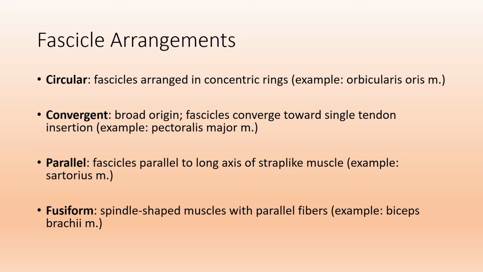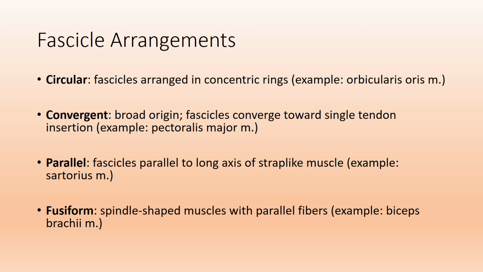As its name suggests, these fascicles are arranged in rings or in circles. We will see two muscles on the face that are found in a circular arrangement, one of them being the orbicularis oris muscle. Orbicularis means orbit, like circle. Oris means mouth. This muscle encircles the mouth. Next, we have convergent. So think about many fascicles converging or coming together for a single insertion. The best example is the pectoralis major muscle on the anterior chest.